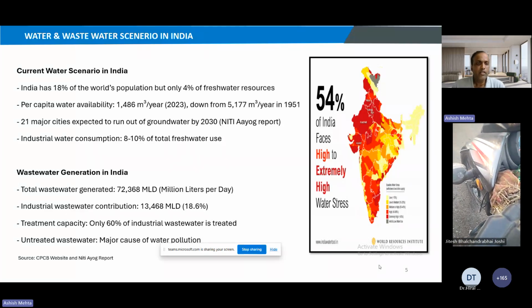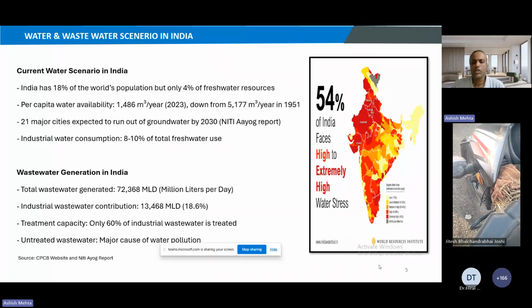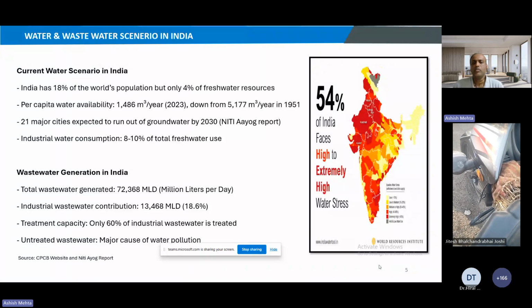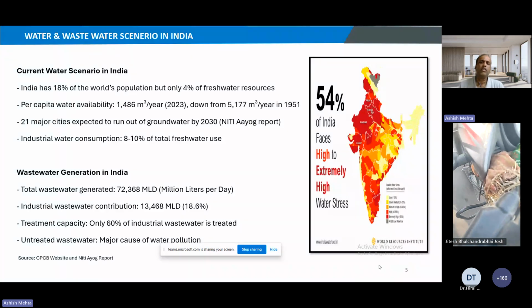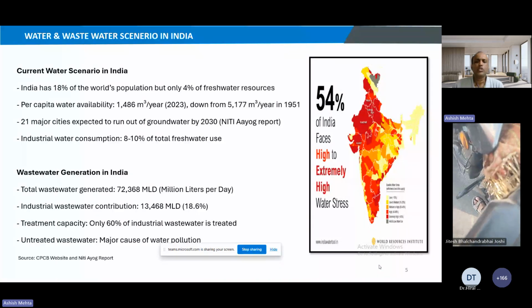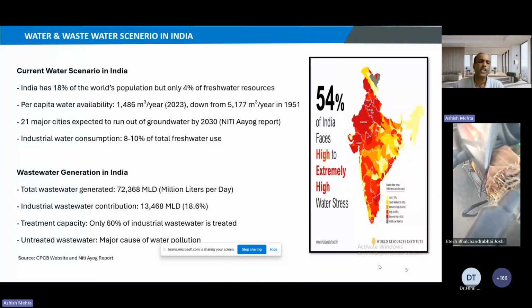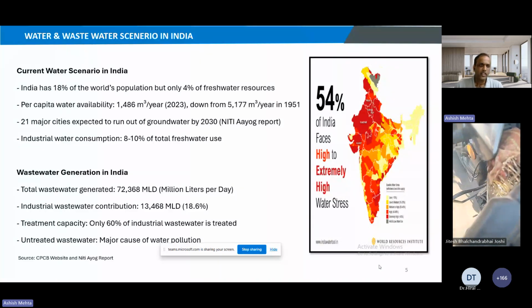India has 18% of population with 4% of freshwater resources, and per capita availability is around 1486 meter cube. This has been down from earlier 5000 meter cube per year in the 1950s. So the thing is that the water source availability is gradually decreasing.